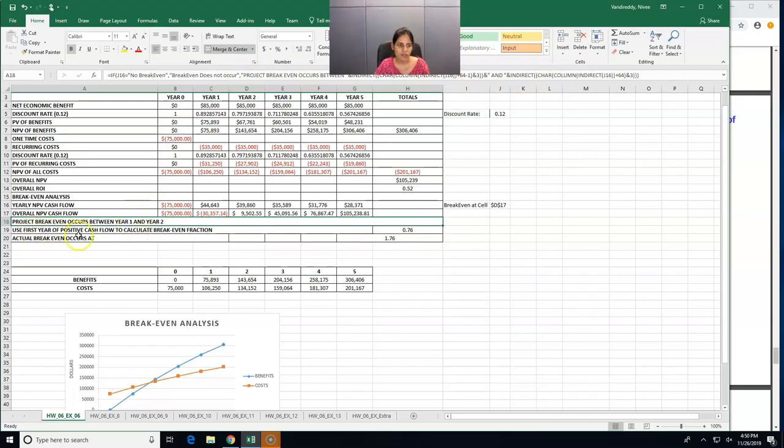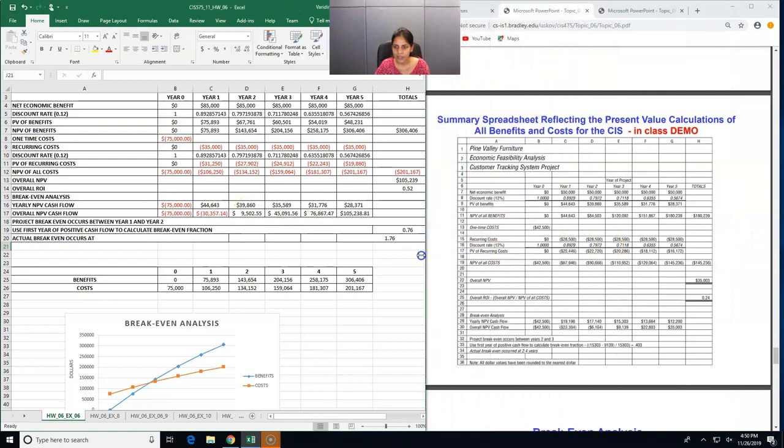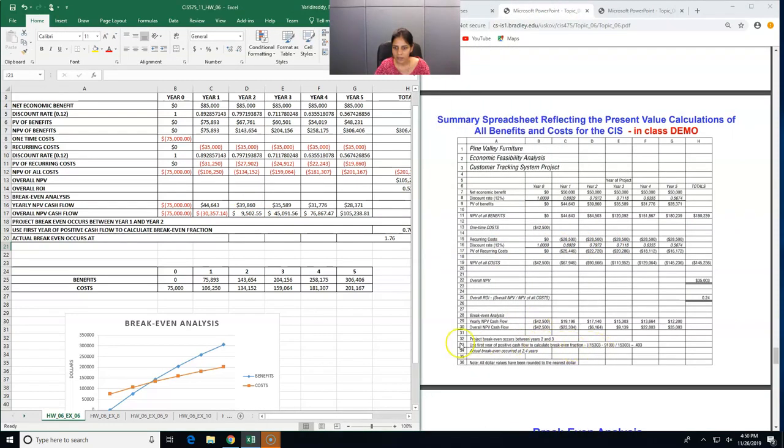Next, we need to use the first year of positive cash flow to calculate the break-even fraction. Generally how we do this, over here you can find the formula also. It's nothing but using the first year of positive cash flow to calculate the break-even fraction. So this is where the values change from negative to positive. It's just the difference of these two values, like 15,303 minus 9,139 divided by 15,303. So this is how we do it manually.